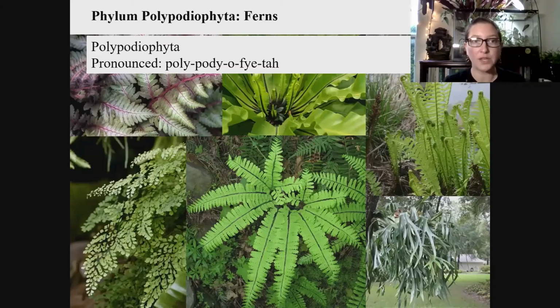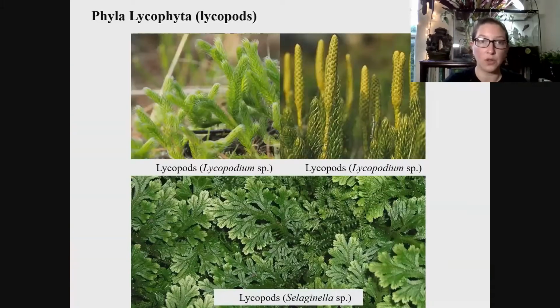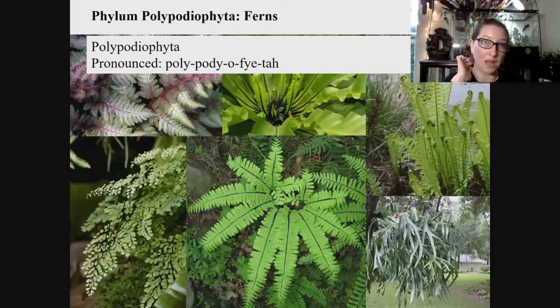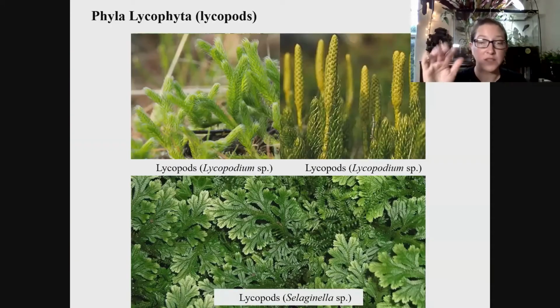And again, you guys don't need to know the phylum names, right? You don't need to know Lycophyta, and you don't need to know Polypodiophyta. But you'll see those terms in the book, which is why I'm including them here. But for the purposes of this class, knowing lycopods is fine. But you will need to know Lycopodium versus Selaginella, because they're both lycopods, and that's the only other way we can distinguish between the two of them.